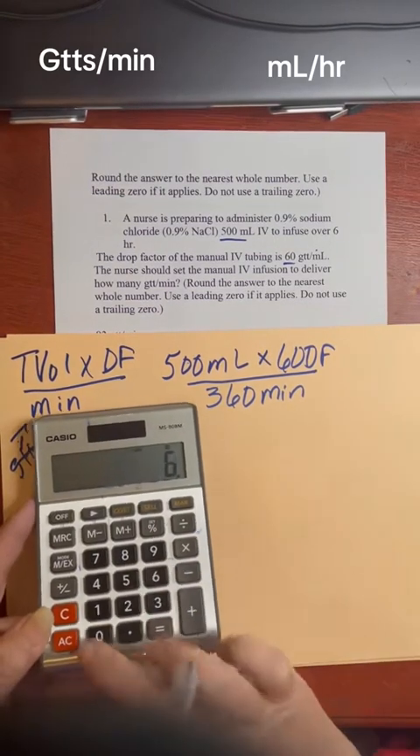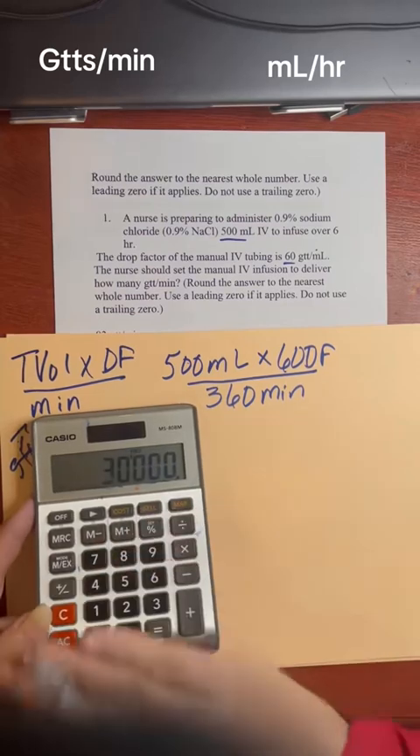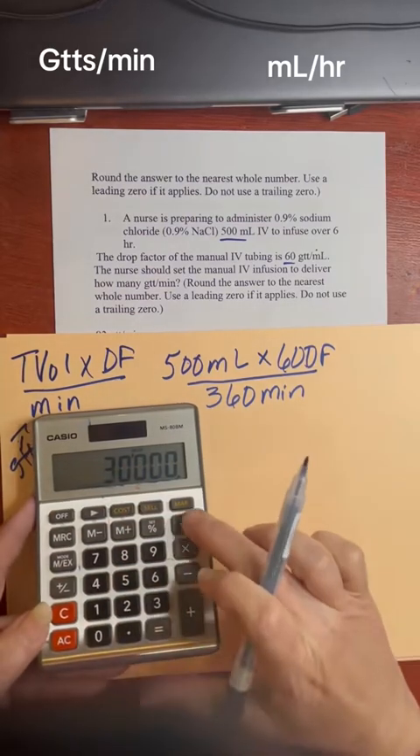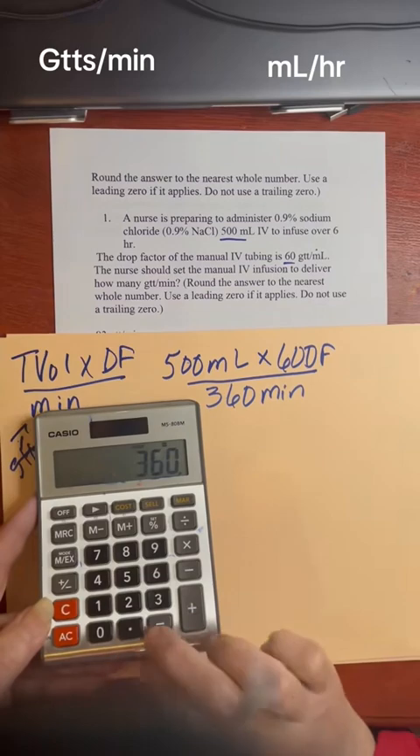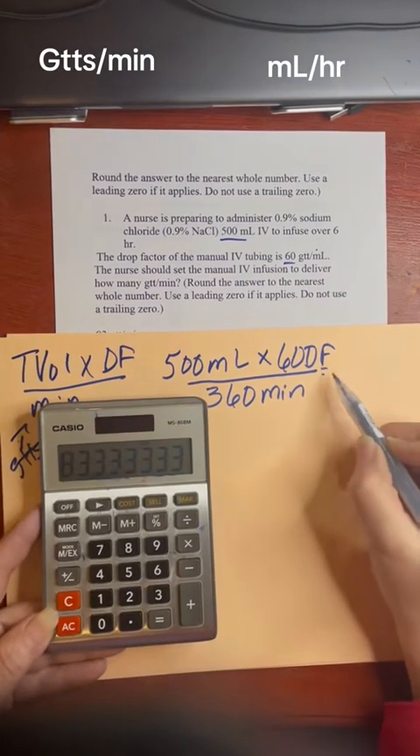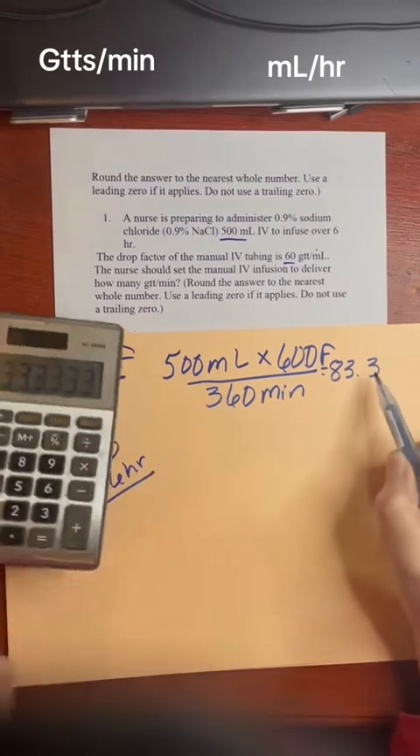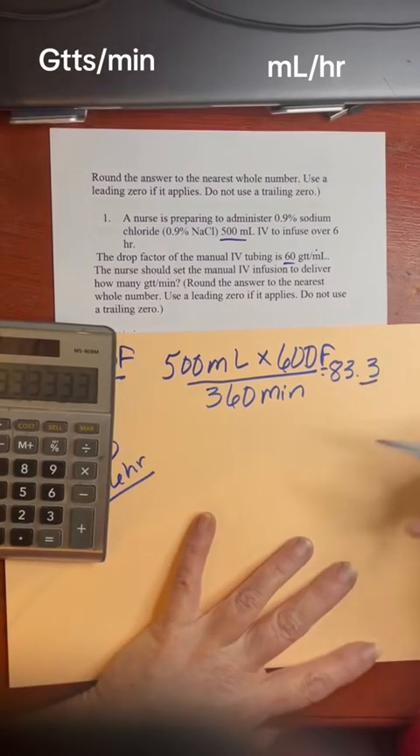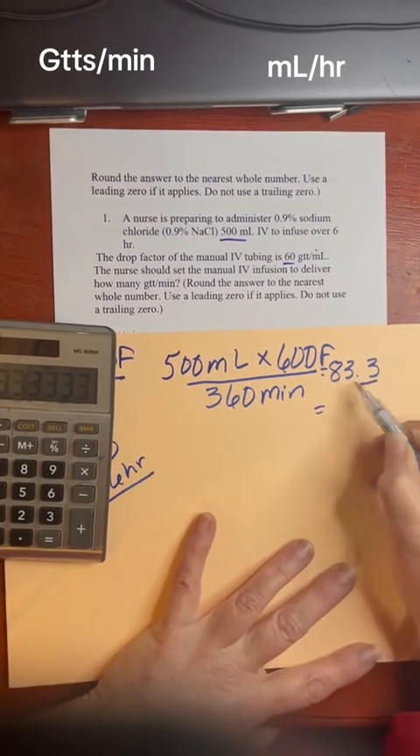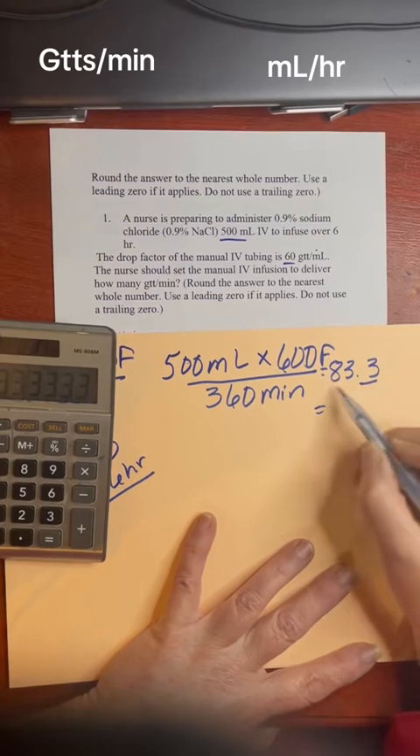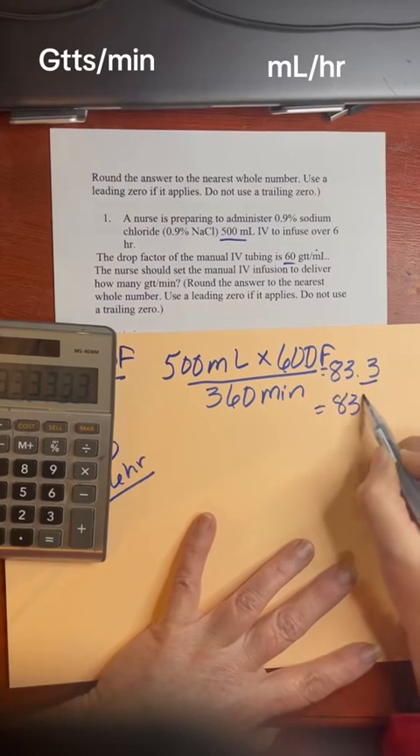500 times 60 equals, don't look at it. You're not done. Divided by 360. That's going to be 83.3. But you can't give 0.3 of a drop. So you're always going to round it to a whole number, which will be 83.